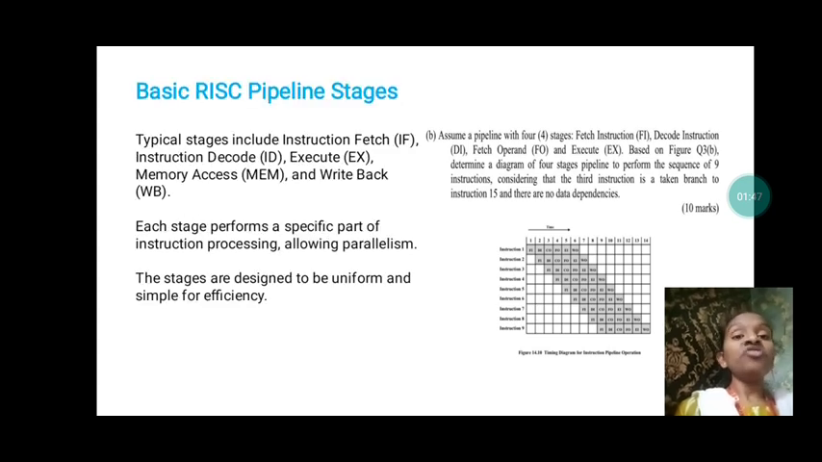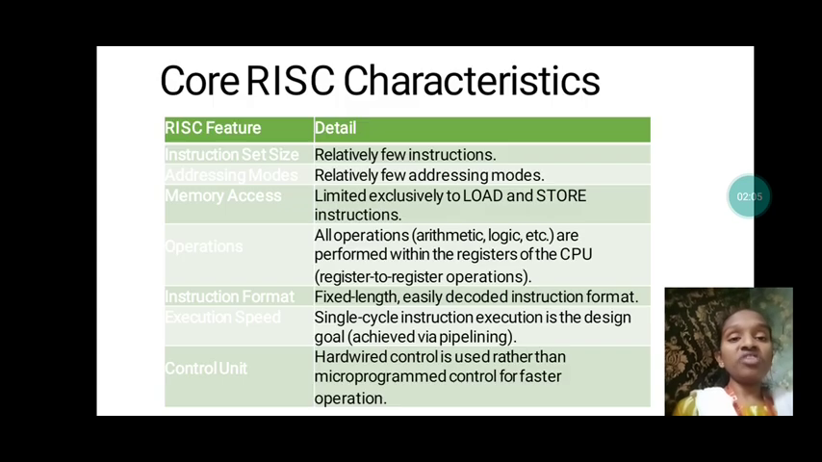Basic RISC pipeline stages. Pipeline stages include instruction fetch, instruction decode, execute, memory access, and write back. Each stage performs a specific task for instruction processing, allowing parallelism. These stages are designed to be uniform and simple for efficiency. Core RISC characteristics: instruction set size, addressing modes, memory access, operation, instruction format, execution speed, and control unit.